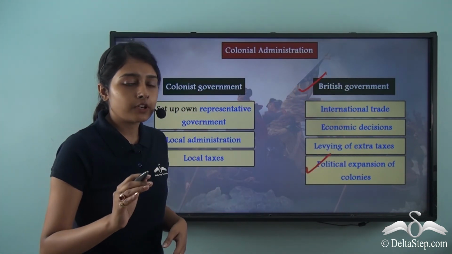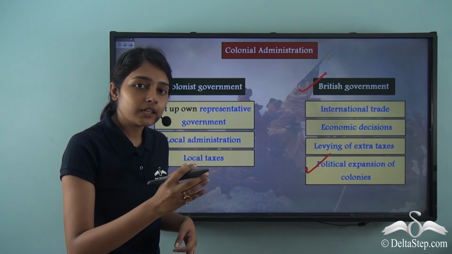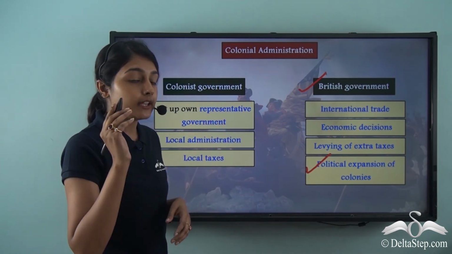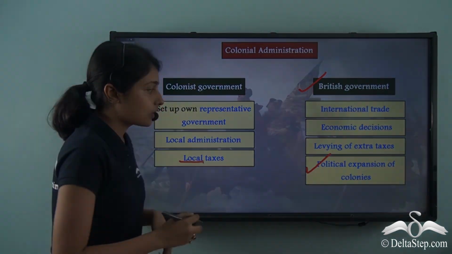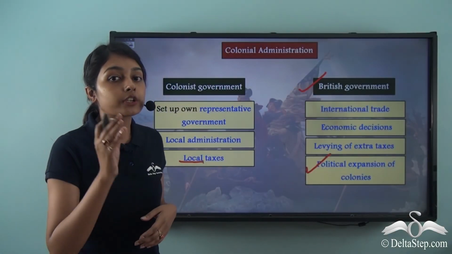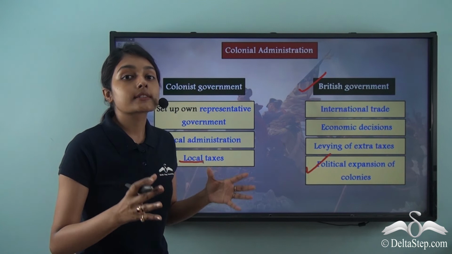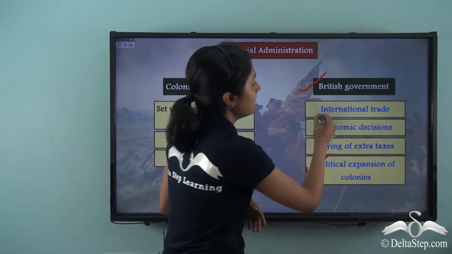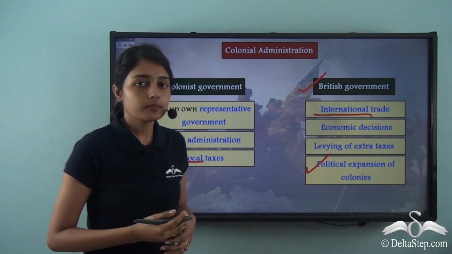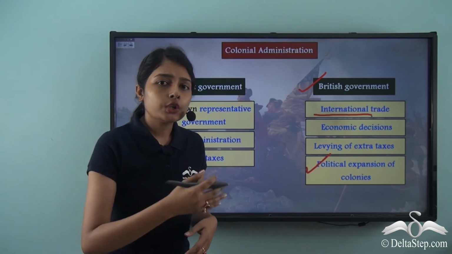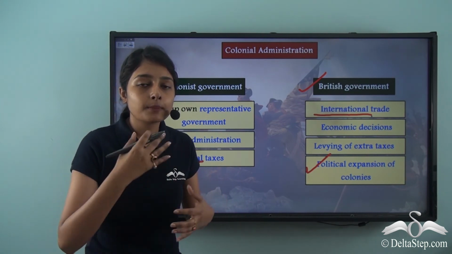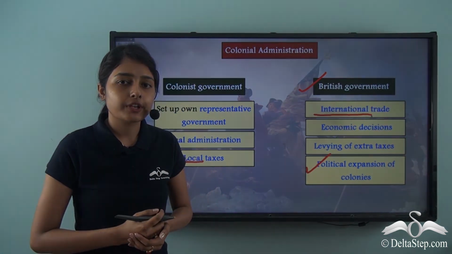The colonial government could do everything within a small setup. It was very local in nature. In contrast to that, what the British government did was of a very larger magnitude. Things happened at an international level. The colonial settlers found this division of power, this sort of administration, very unfair.